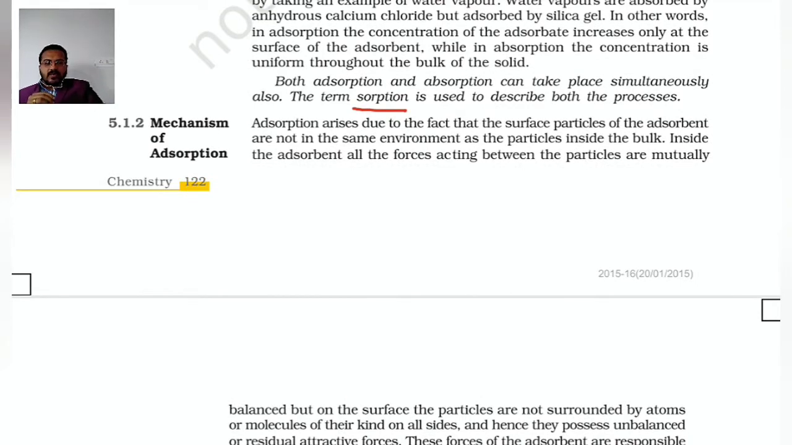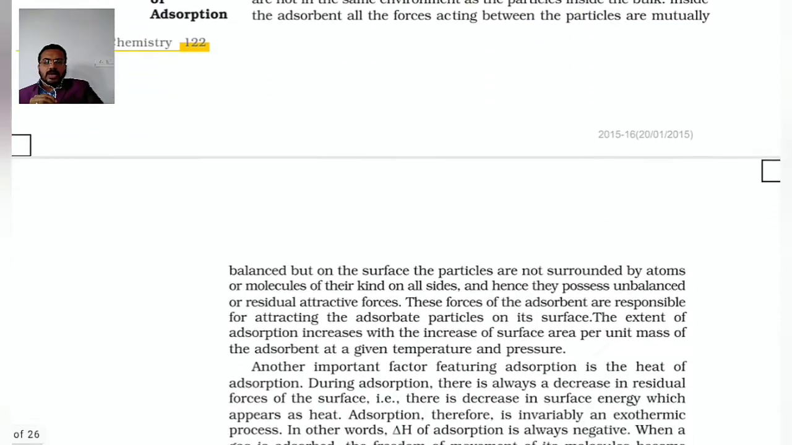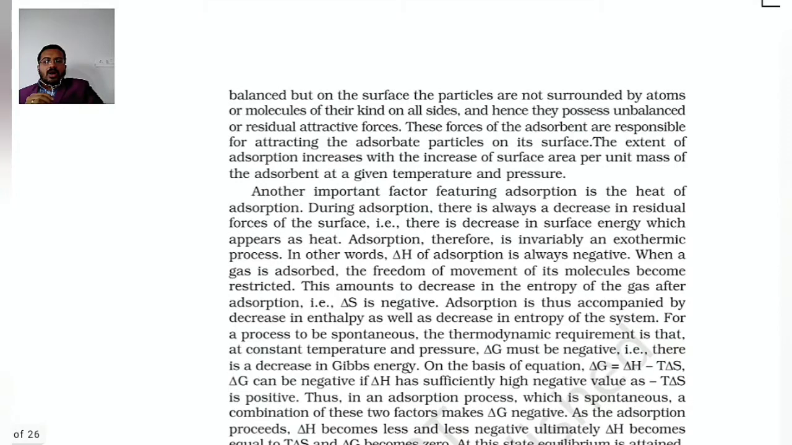Adsorption arises due to the fact that surface particles of the adsorbent are not in the same environment as the particles inside the bulk. Inside the adsorbent, all forces acting between the particles are mutually balanced, but on the surface, particles are not surrounded by atoms or molecules of the same kind on all sides, and hence they possess unbalanced or residual attractive forces. These forces of the adsorbent are responsible for attracting the adsorbate particles on its surface.